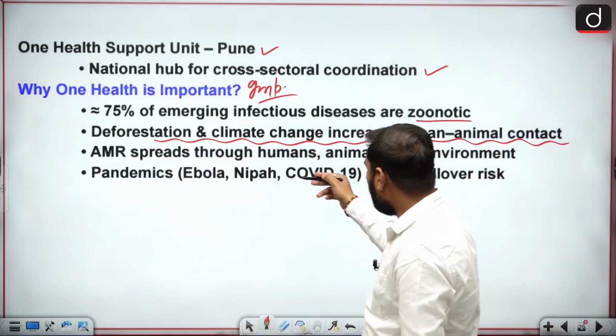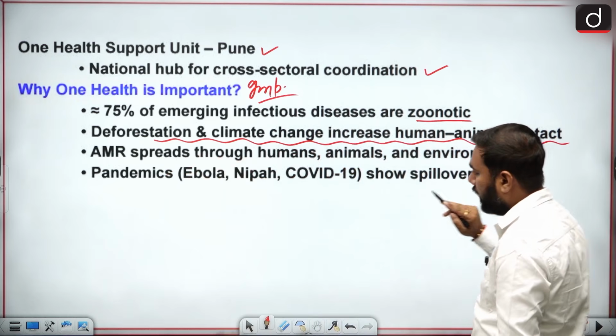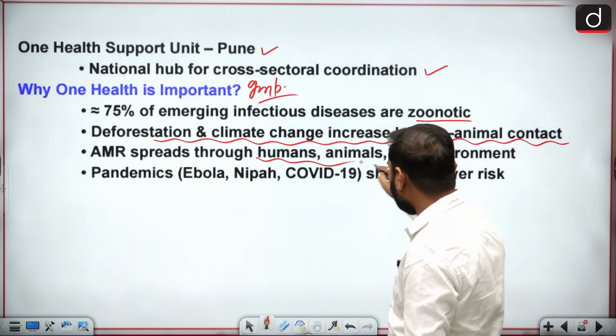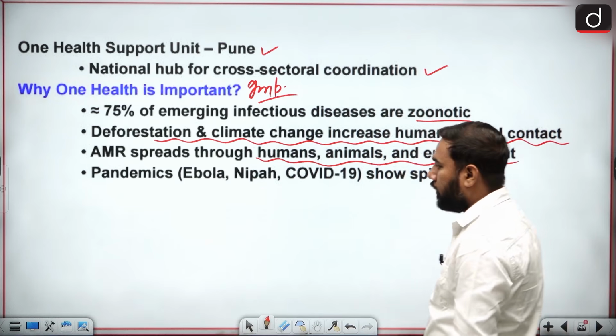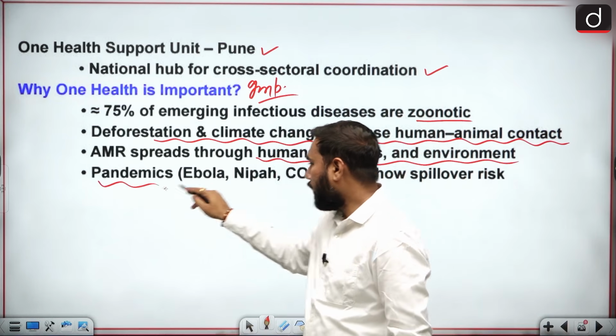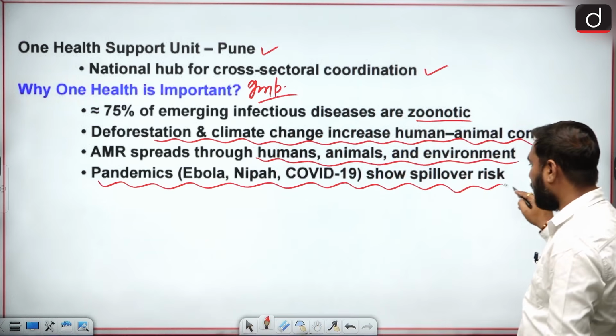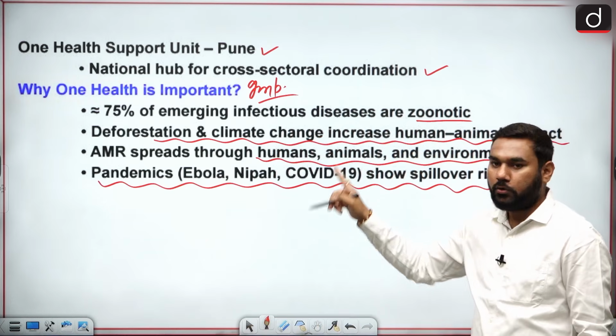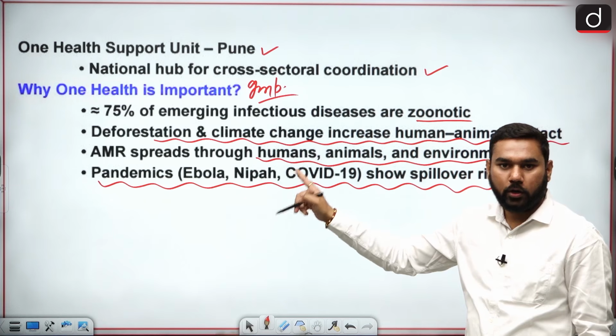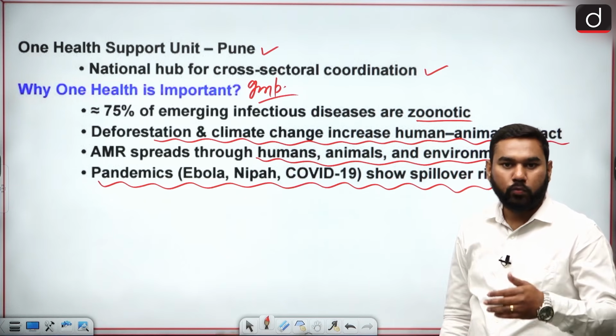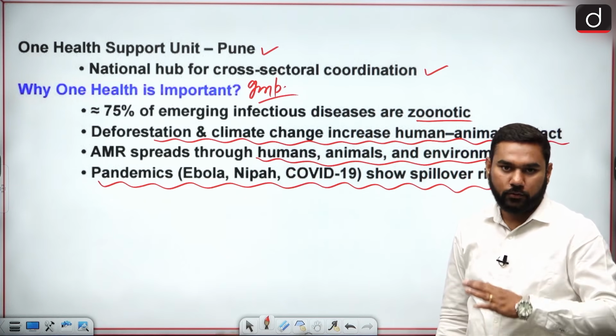AMR spreads through humans, animals and the environment. That's why we include all of them in One Health. There are pandemics like Ebola, Nipah and COVID-19, and they all come from animals, meaning they are all zoonotic diseases. That's why the One Health approach is more important for us.